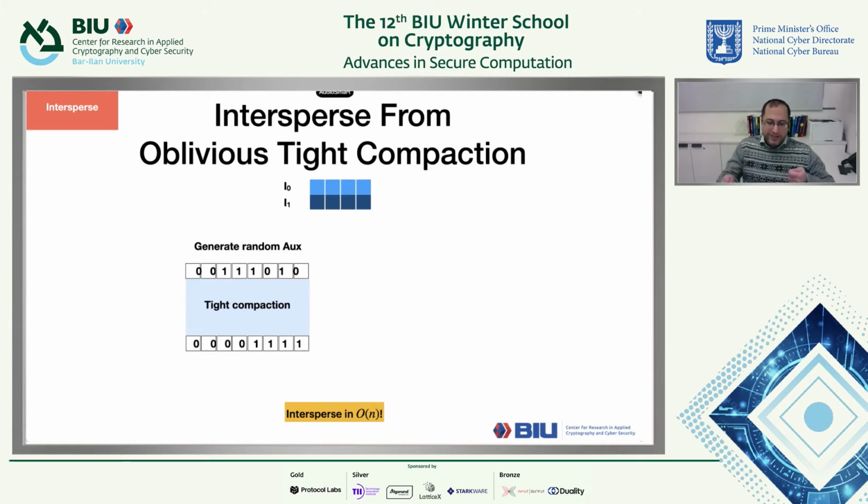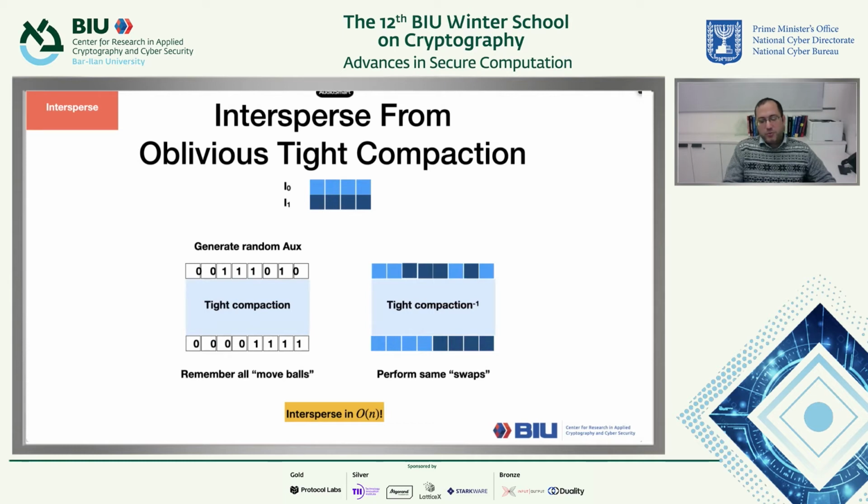It makes some calculations about where to move the balls, which balls to move, but it does some computation. But at the end, it's just order n time and order n move-balls operations. We can remember all the move-balls operations that it did during its lifetime. And then we put our two arrays at the output and perform exactly the same move-balls operations, but in the reverse direction. We perform the same swaps in reverse, and then we get the output array as we want. Okay, so overall, this is order n, very easy given compaction.